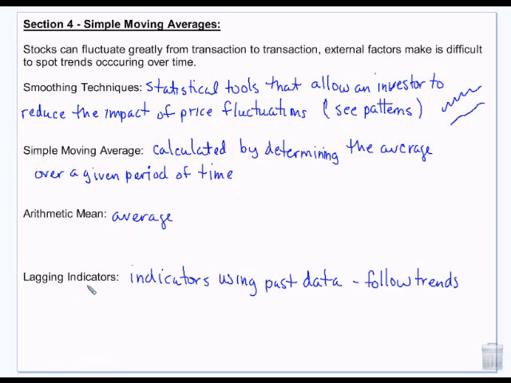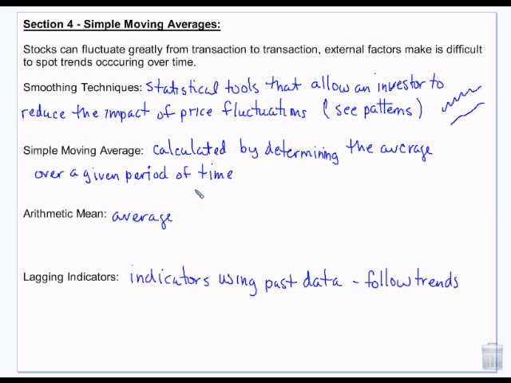And those are lagging indicators, because you are using past data. If you're using a month's worth of data, that's from the last month. But it helps you to follow trends. It's not up-to-date information, but you can still see the patterns that way. It would be impossible to follow the stock market moment-to-moment and see any kind of pattern or trend. It's too much information.